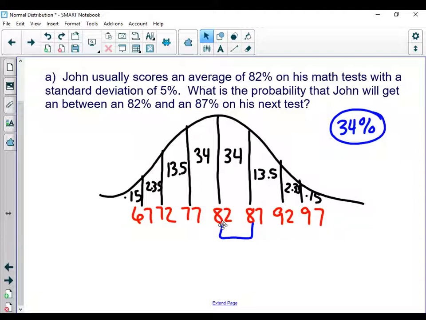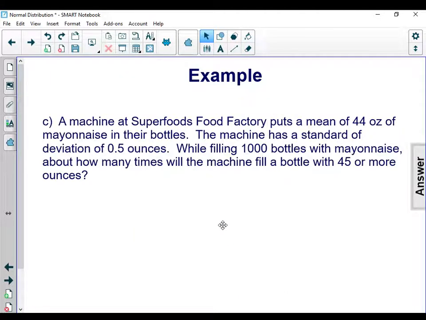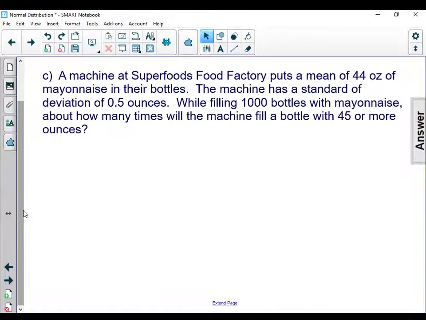Okay, let's do another one. Be careful with what they are asking you. Sometimes they want the probability and the percentage. Sometimes they want to know about the product.